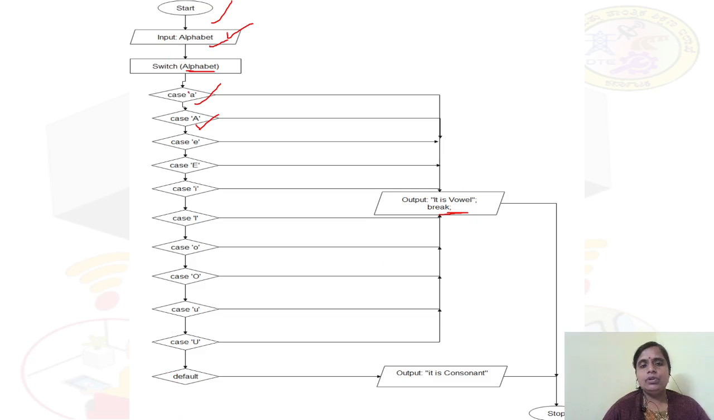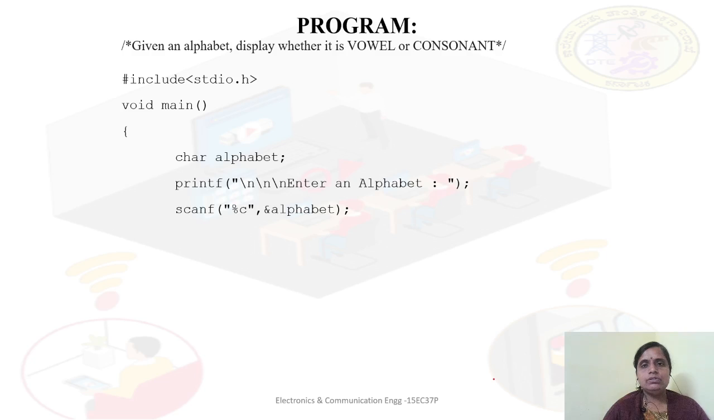So it is going to compare with all these case statements, and if it is found to match any of these cases, it is going to print it as a vowel. Otherwise, it comes to the default case and it is going to print it as what? A consonant. So this is the logic we are using to find out whether the given alphabet is a vowel or a consonant. Now we shall move to the actual program.